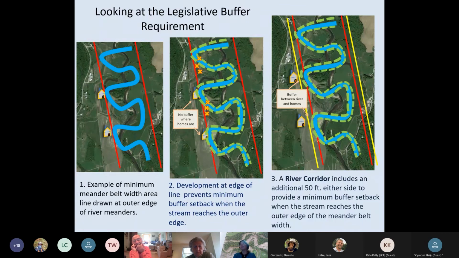And in the second picture, if we look at putting development right at the edge of those outer lines, then there's no room, if the stream moves over to that, to actually have a good riparian buffer area. The legislation recognized that it's important for us to have space over time as the stream reaches that outer limit of the meander belt width to account for a riparian buffer. So in the last picture, you can see that the yellow lines represent that 50-foot setback for the buffer. And then as the development happens to that line and the stream reaches the outer red line, there's still room to provide for a buffer in that area.